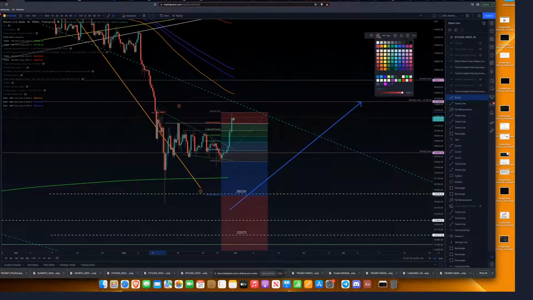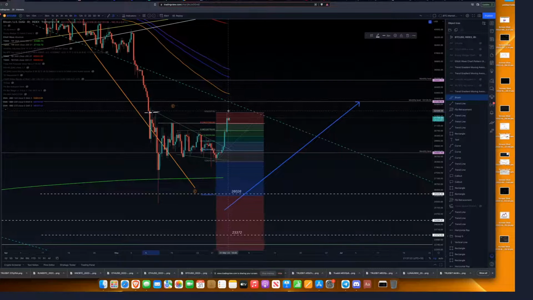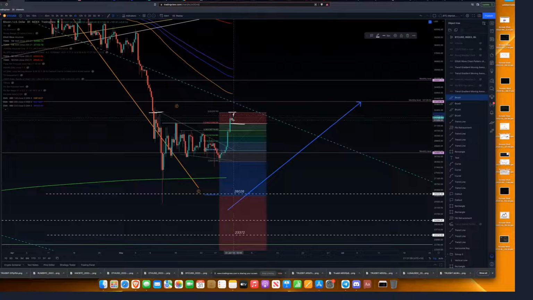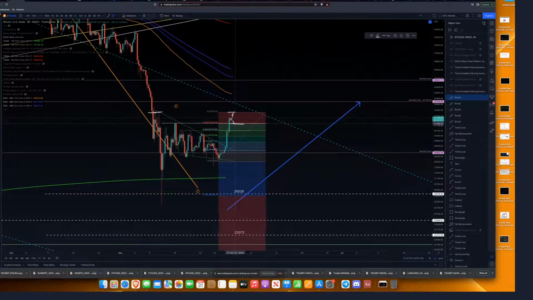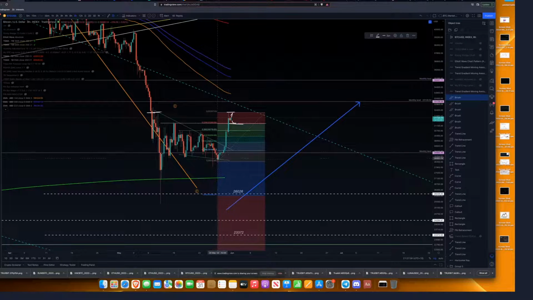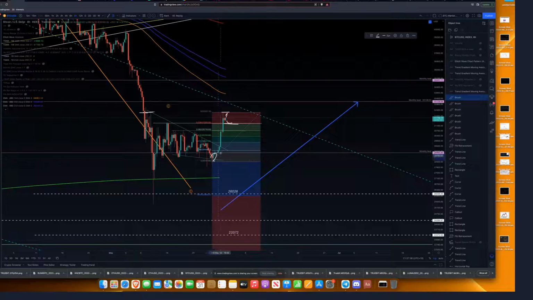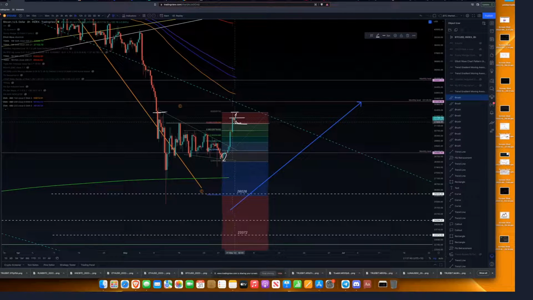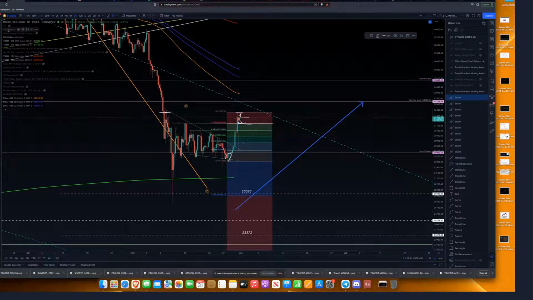Why do I keep getting red? Annoying. And that is a range. What I would imagine is that it comes down, and we should see something similar to this. If we see something like that, it's going to be a signal too. Stop moving the chart.